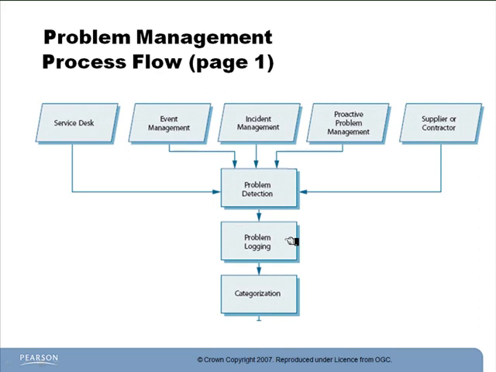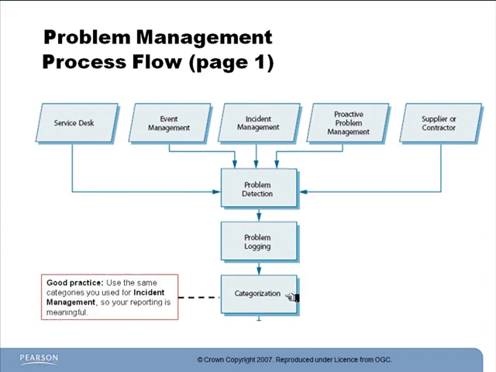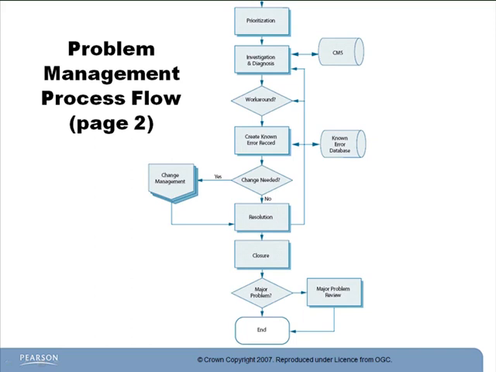Since ITIL doesn't have an officially ITIL-titled problem management database, we'll say that all problems are logged and tracked in the CMS, or the Configuration Management System. The problem is then categorized using the same categories you use during the incident management process. This ensures that your reporting and your metrics make sense. Once the category has been determined, now the priority can be set using the formula of priority equals urgency times impact, which is the same priority formula that we used back in incident management.